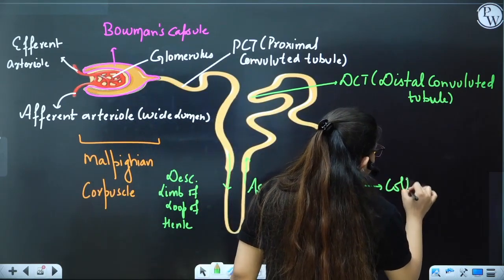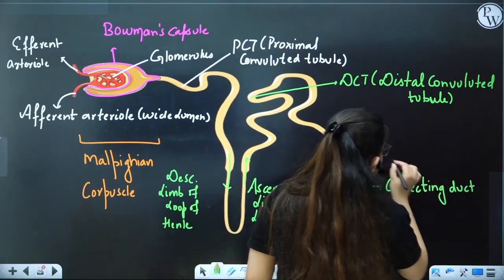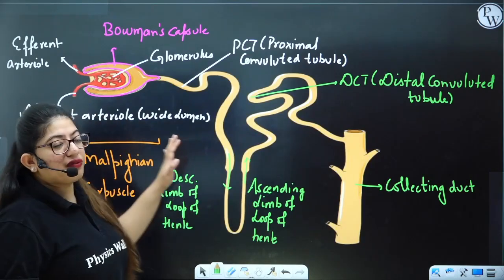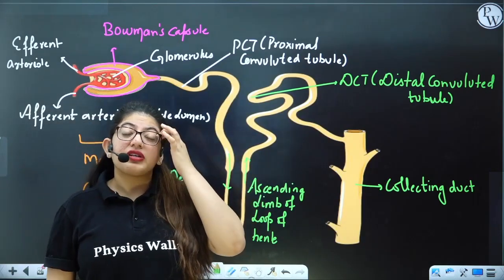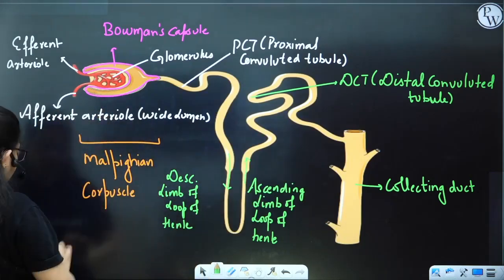So collecting duct is common for a number of nephrons. Here a lot of DCTs will be coming from various nephrons. Okay, so this is the structure of your nephron. So this nephron is innervated by blood vessels. Okay, because I have told you these are blood vessels.